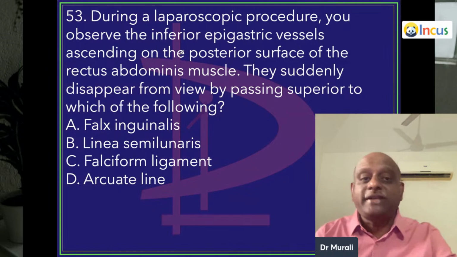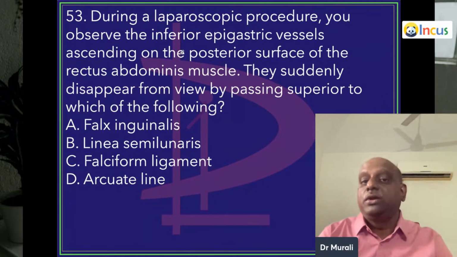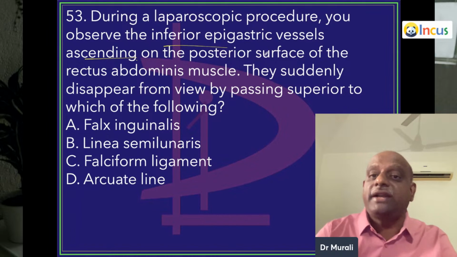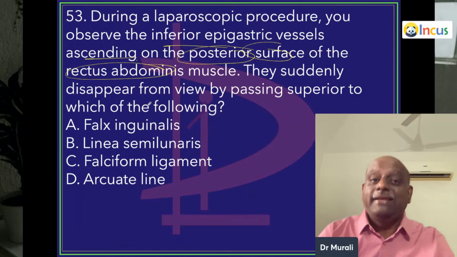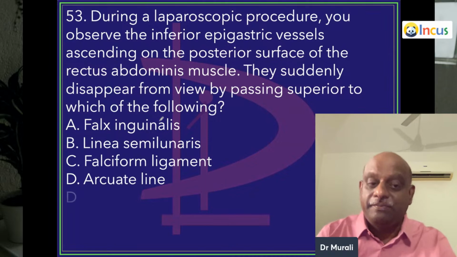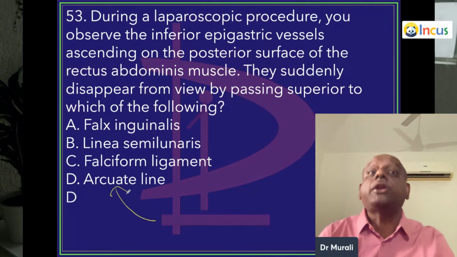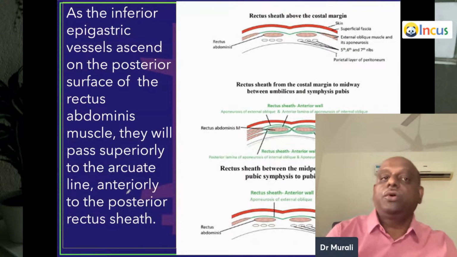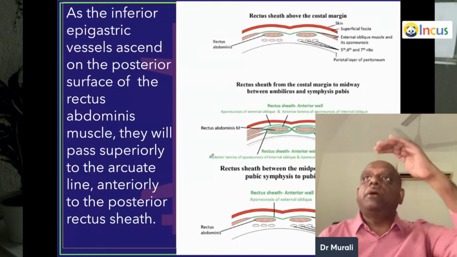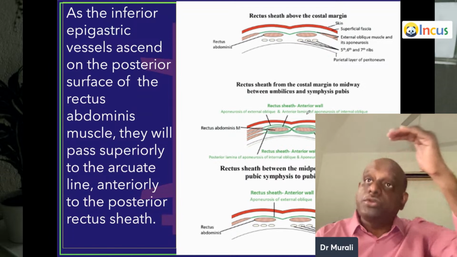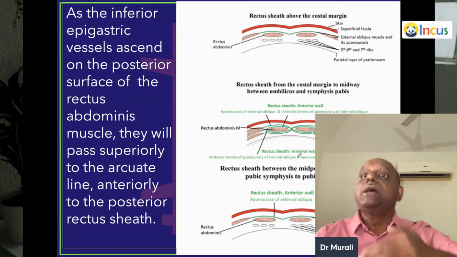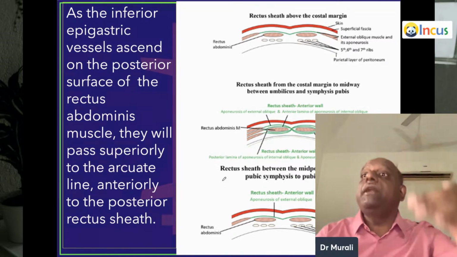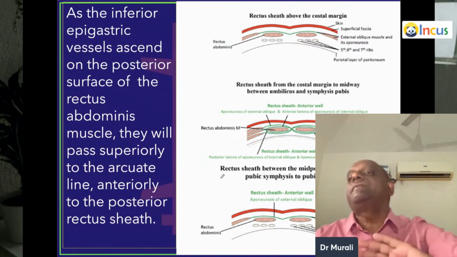During a laparoscopic surgery, you observe the inferior epigastric vessels ascending on the posterior surface of the rectus abdominis muscle. They suddenly disappear from view by passing superior to what? By passing superior to the arcuate line. So, rectus sheath above the costal margin, rectus sheath from costal margin to midway between umbilicus and symphysis pubis, and rectus sheath between the midpoint of the umbilicus and the pubic symphysis.